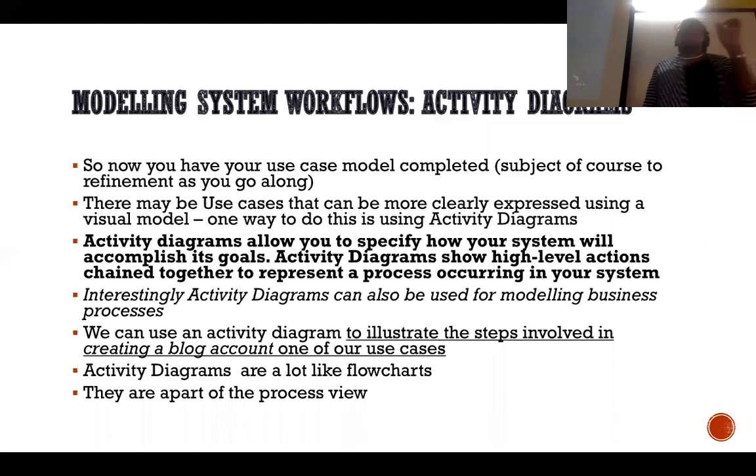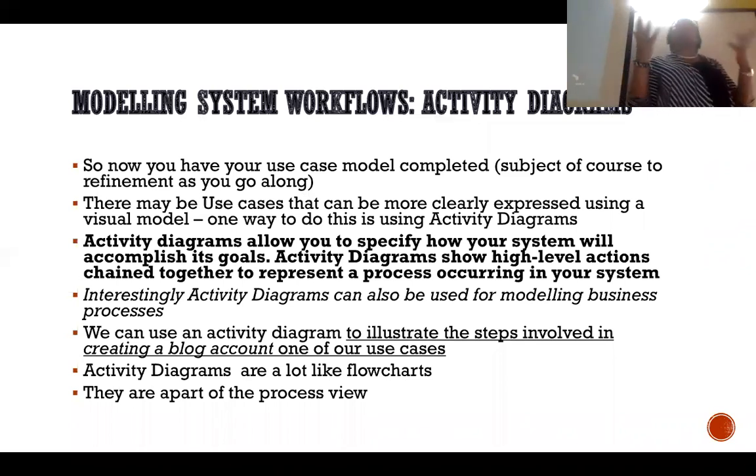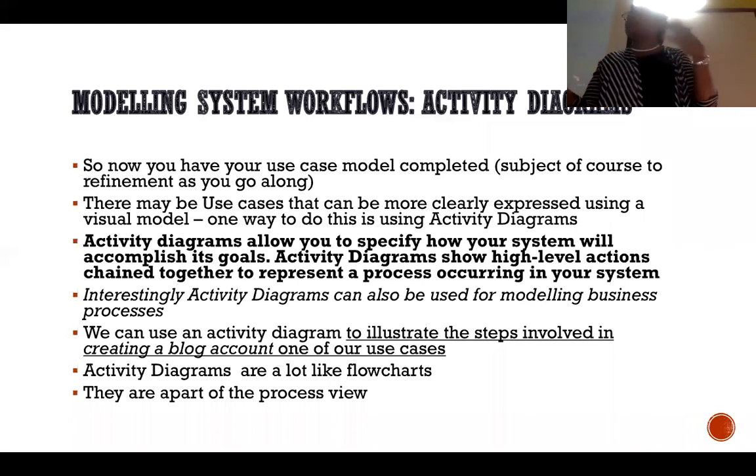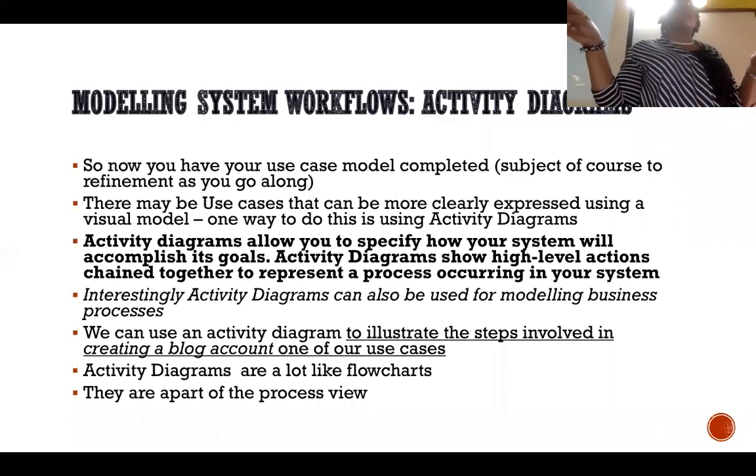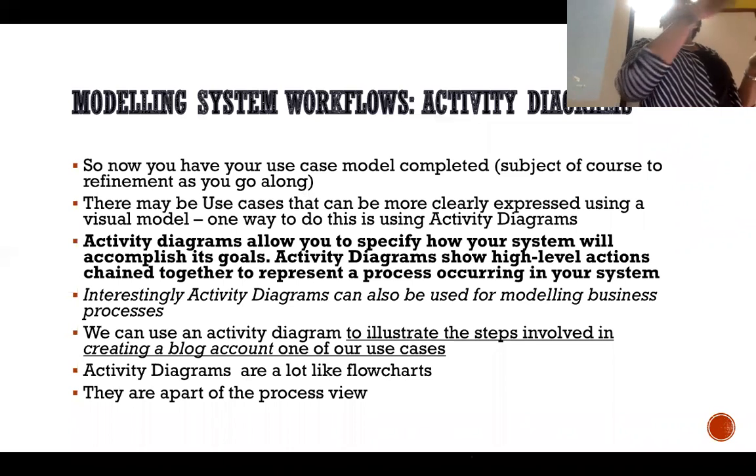Activity diagrams show high-level actions chained together to represent a process occurring in your system. When you're doing an activity diagram, you don't necessarily need to think about the implementation details so much. You don't have to think about your objects and messages between objects and so on. There's a diagram that we use for showing the interaction between objects. Which diagram is that? In fact, there are two diagrams. Now, the class diagram? No.